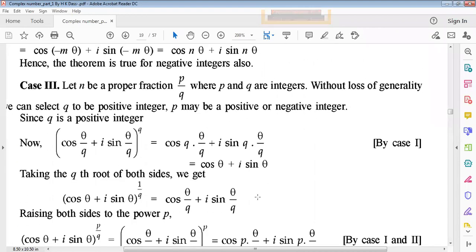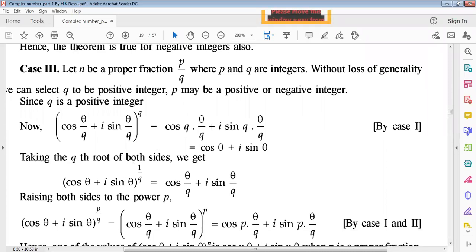Now another case, the third case. Let m be a proper fraction p by q where p and q are integers. Without loss of generality, we can select q to be a positive integer and p may be positive or negative. Since q is a positive integer, by case 1, (cos theta/q + i sin theta/q) to the power q can be written as cos theta + i sin theta.